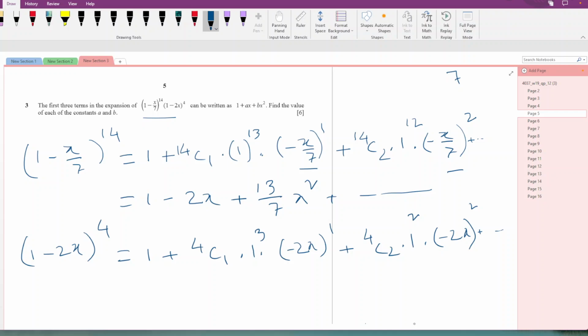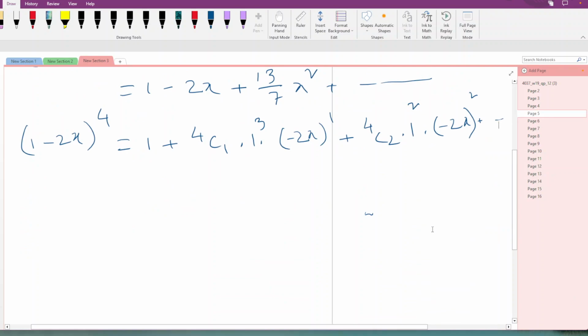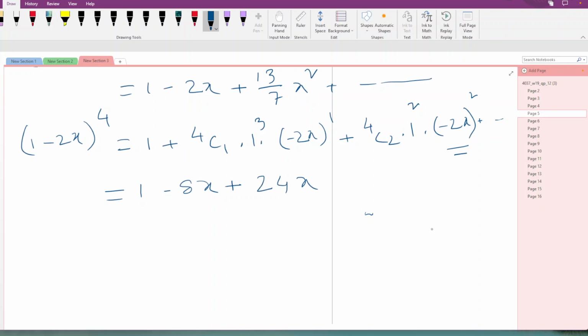Now, 4C1 is 4, multiplied by minus 2x is minus 8x. 4C2 is 6, and from here it is 4, so 24x squared.